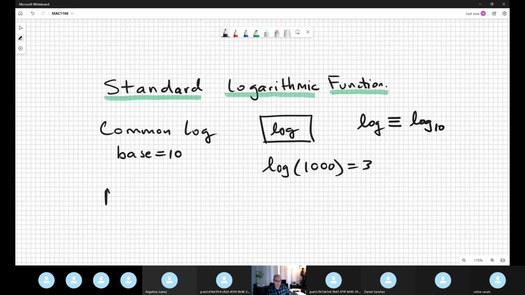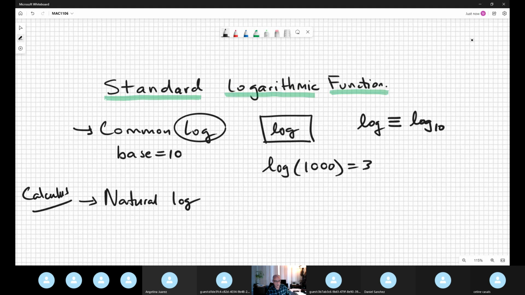We have another one, the natural logarithm. What is the reason we have two logarithms? Because this one is used frequently in science, physics, chemistry. However, this one is used in calculus. The reason is not trivial, but the calculus teacher explained what the reason is.